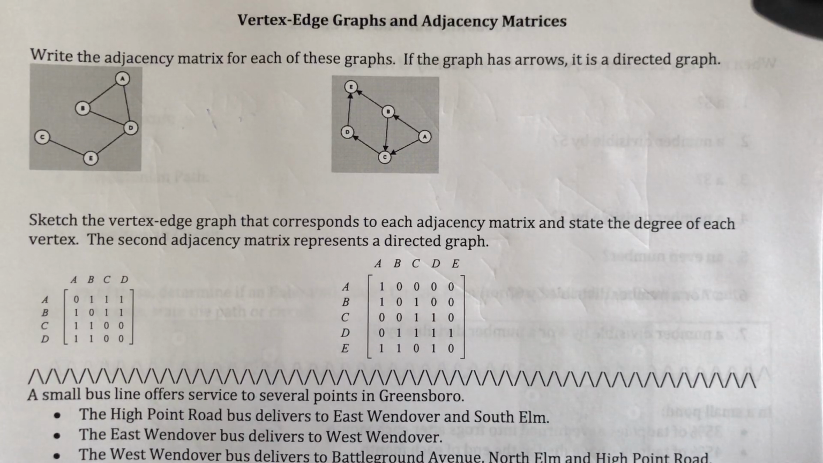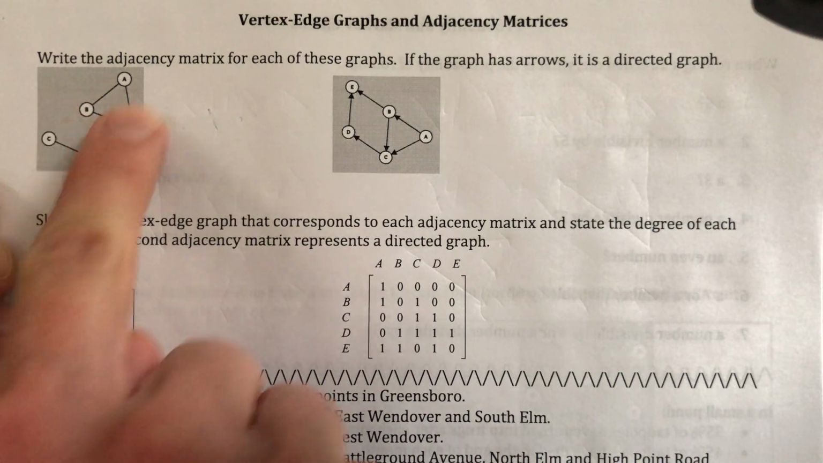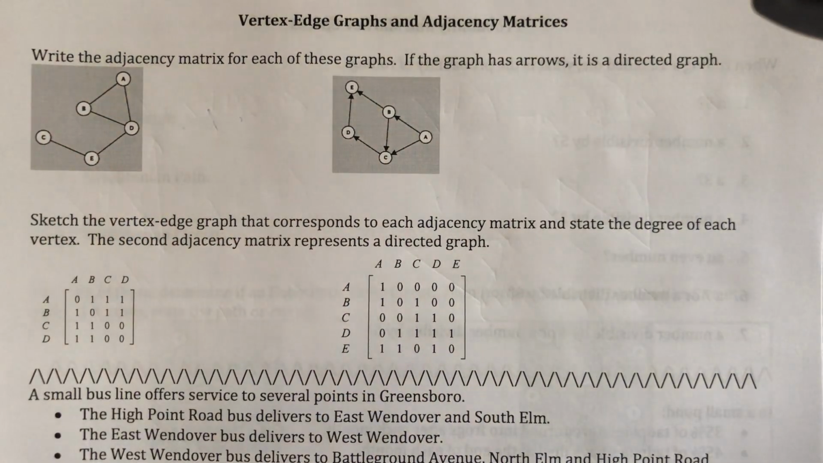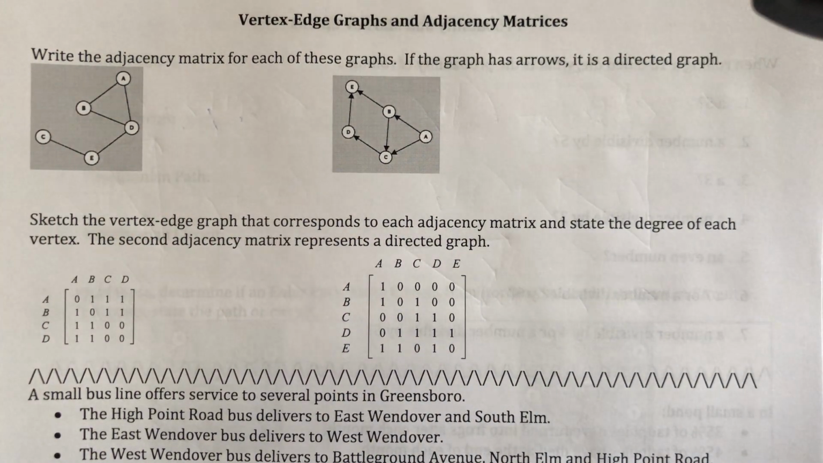Let's talk about vertex edge graphs and adjacency matrices. An adjacency matrix is a way of showing connections between coordinates on a vertex edge graph. So here are two vertex edge graphs. Just want to point out some of the obvious things that you, I'm sure, have already noticed.